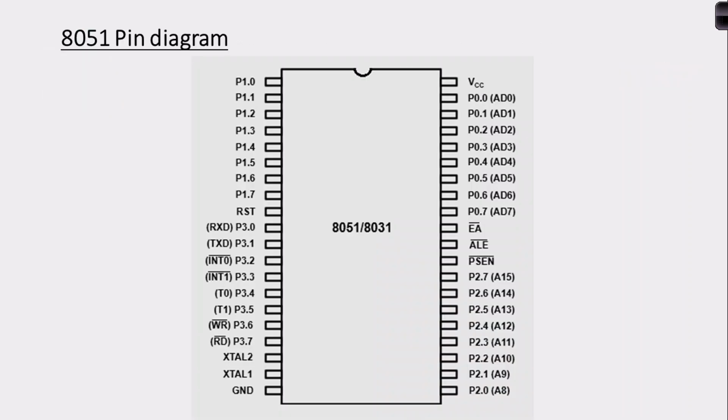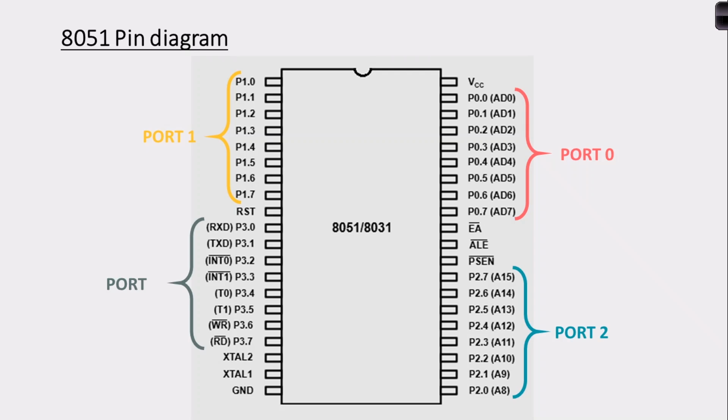Before moving on to this, let us look into the 8051 pin diagram. Our 8051 is a 40 pin device. Out of these 40 pins, 32 pins we can use for our input output operation. These 32 pins have been divided into 4 ports. Each port will have 8 different IO pins.